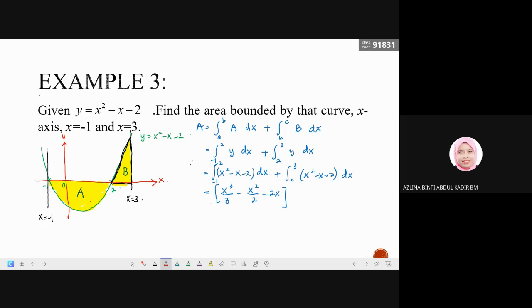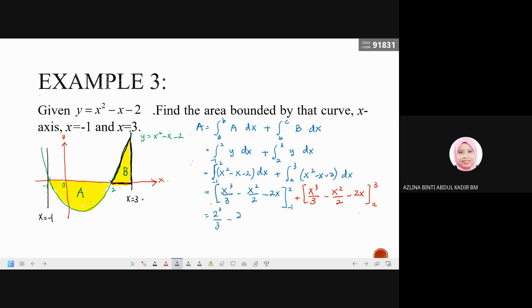Okay. Panjanglah sebab dia ada dua parts. From negative 1 until 2 plus 2 until 3, x cubed over 3 minus x squared over 2 minus 2x, from 2 until 3. Right. And then show your substitution. Ni jangan skip lah. Apa yang saya tunjuk ni, inilah markah awak. Awak skip memang tak ada markah.